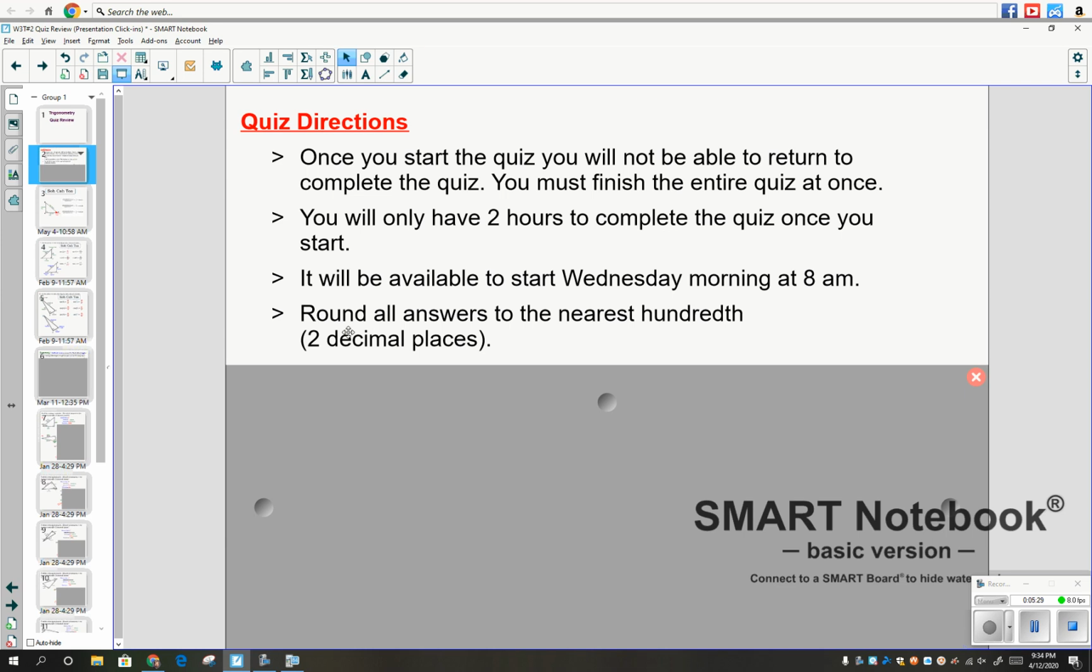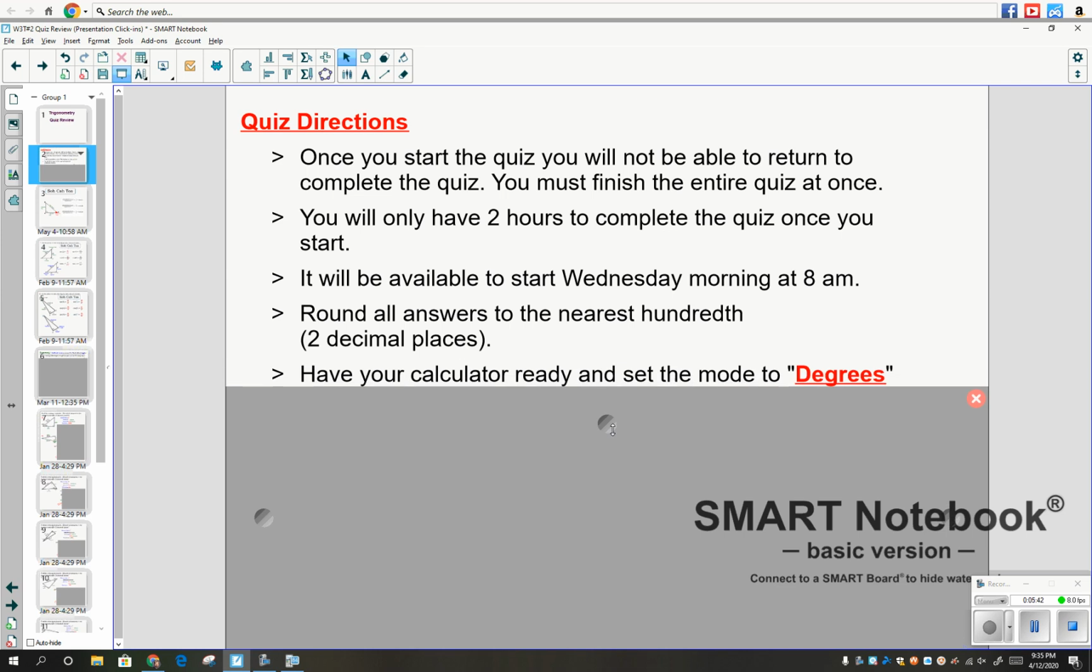All answers on the quiz will be rounded to the nearest hundredth, 2 decimal places. We've been doing that pretty steady here since we've gone to our online. Everything in Schoology has been rounded to that place. Instead of mixing things up, we've been consistent.